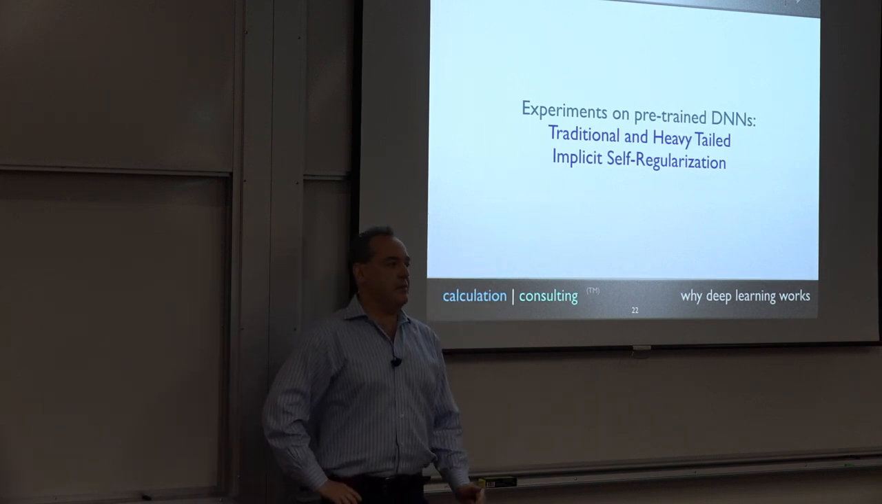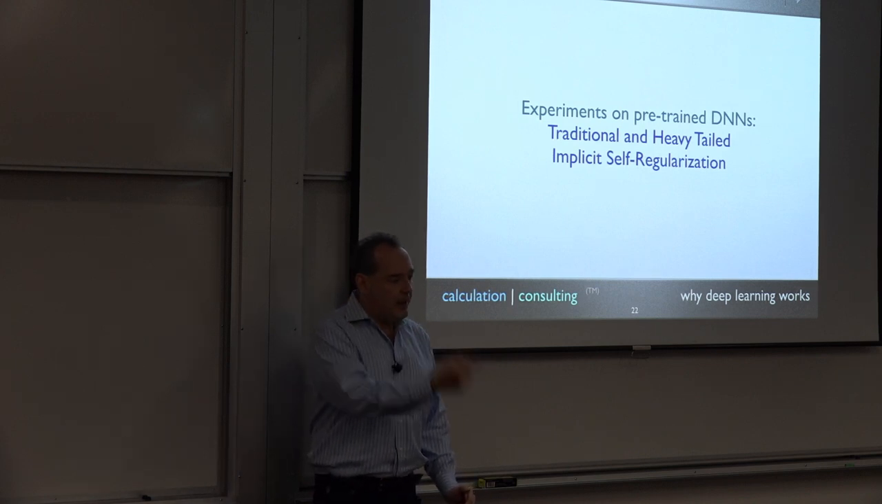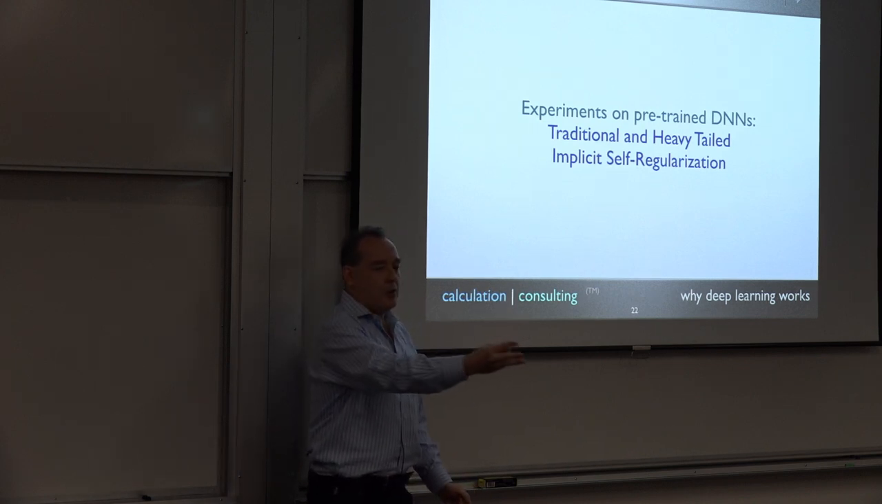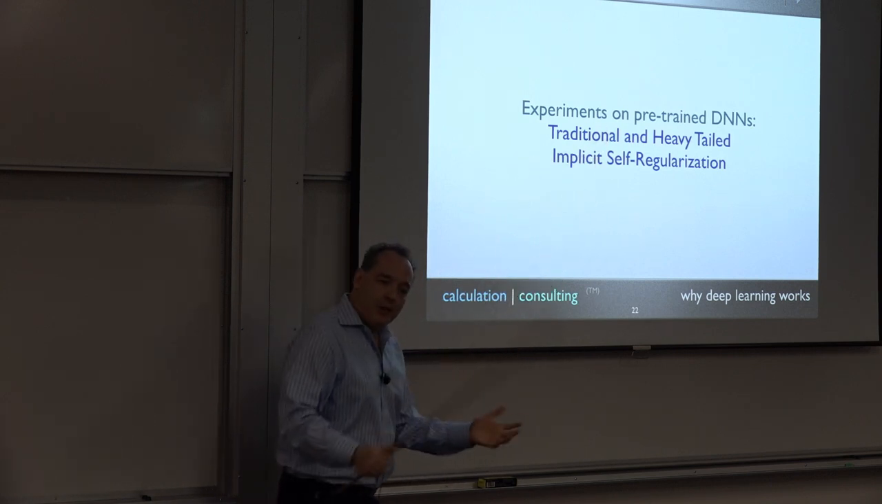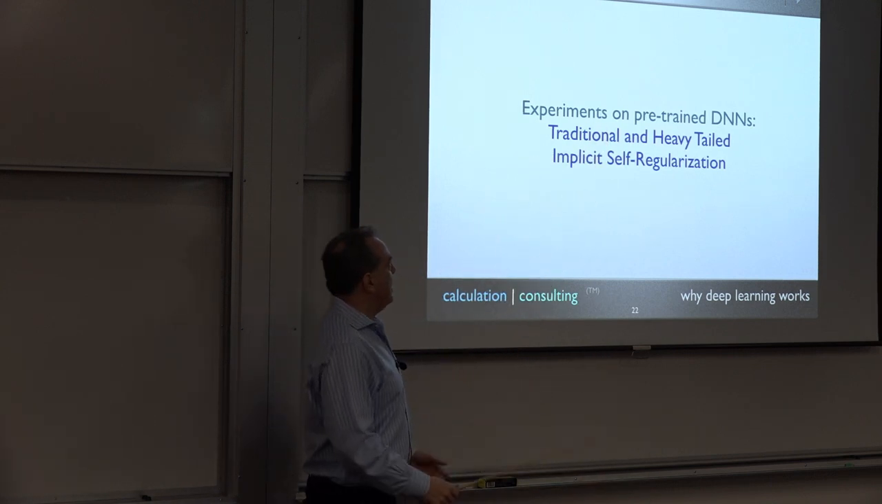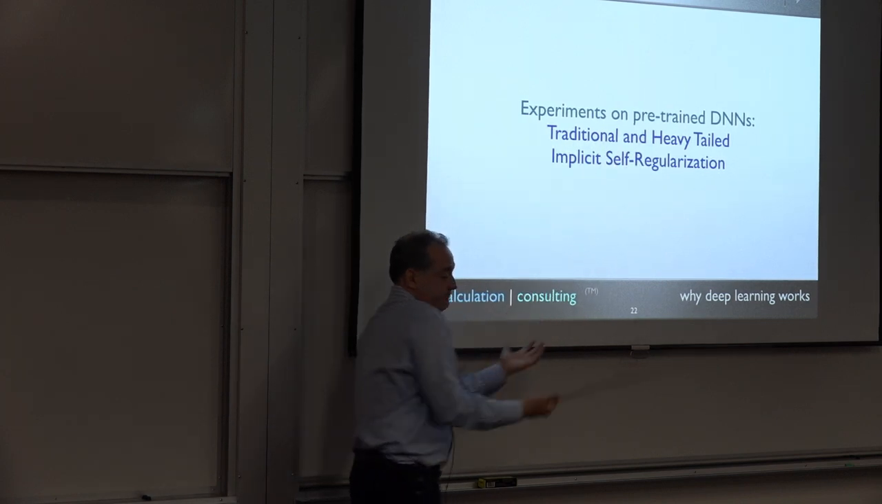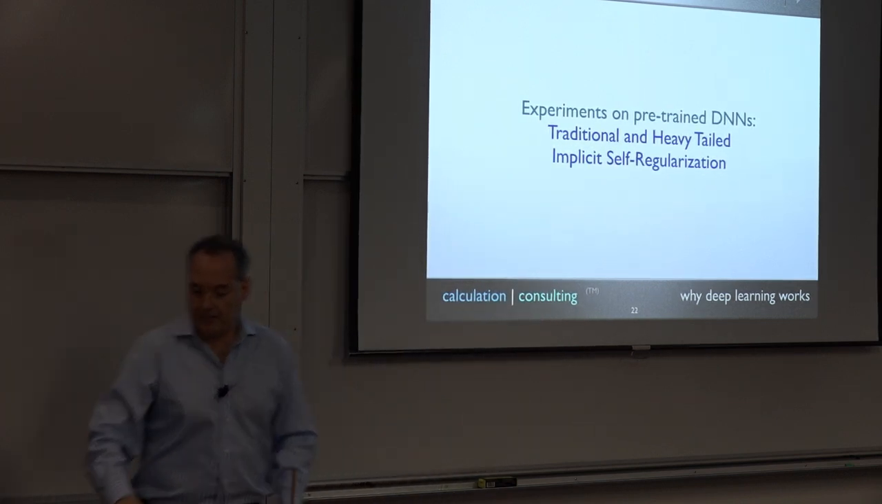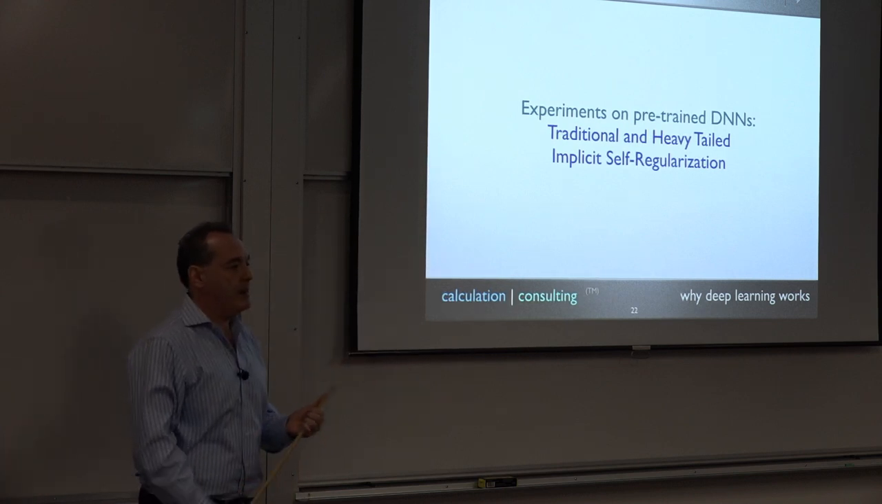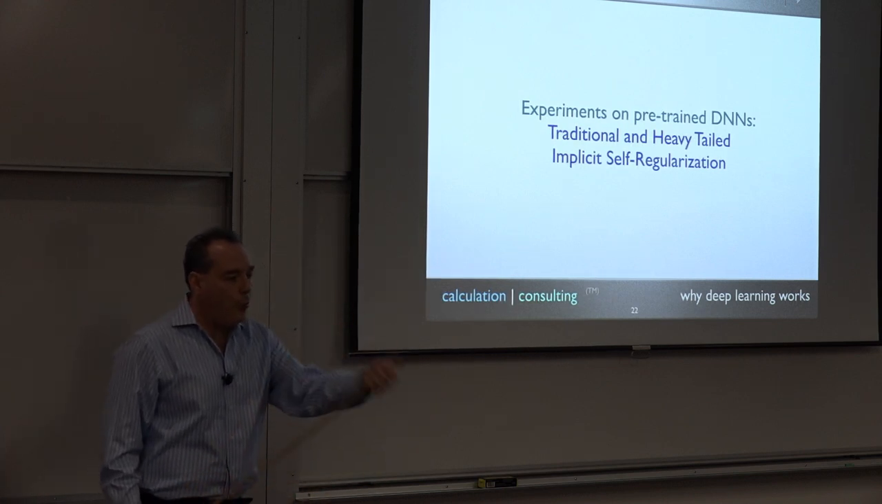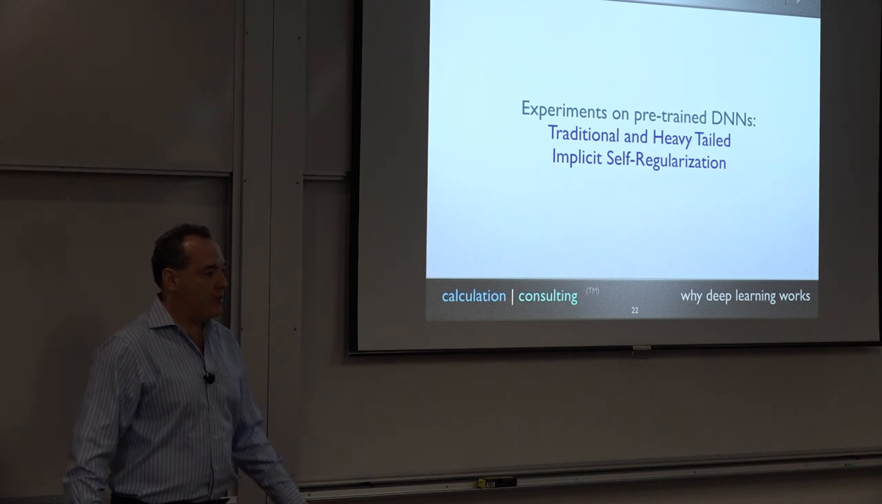There's probably at least 50 of them, all trained on ImageNet, trained on NLP, BERT models, a whole ton of them. So I said, let's look at all of these, and let's examine the weight matrices of these trained networks. We're going to actually look at them and see what they look like. I'm going to show you a whole range of different kinds of weight matrices, and I'll show you where the heavy tail behavior arises.